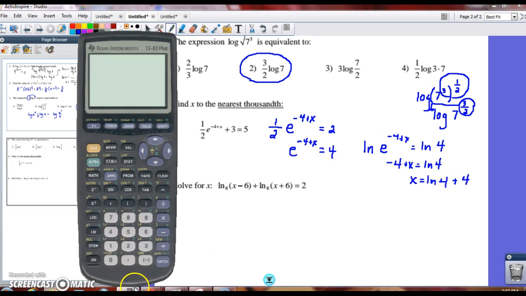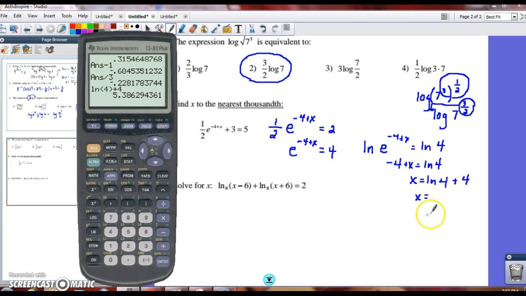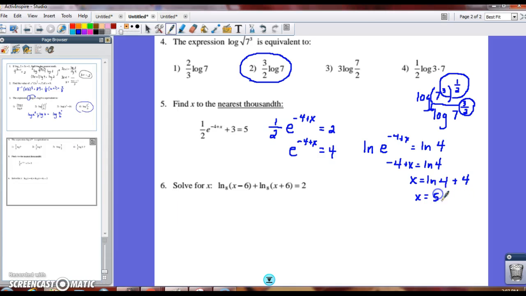That you can do right in your calculator. Saying ln of 4, make sure you close your parentheses, otherwise you're going to get the wrong answer. Plus 4, and that would give you to the nearest thousandth, that's 3 decimal places, so 5.386.